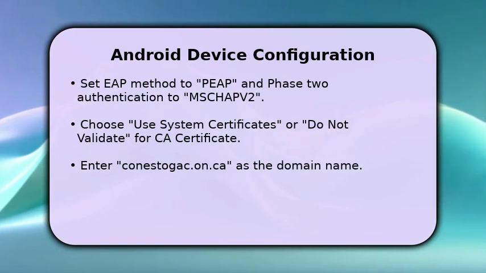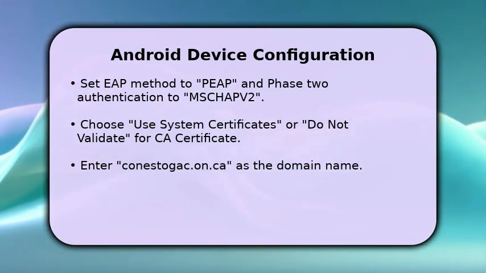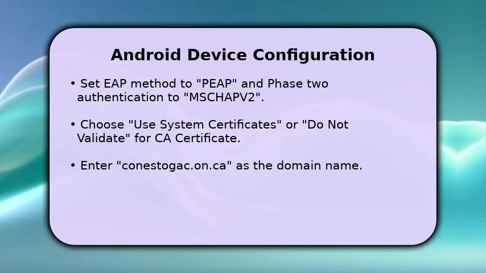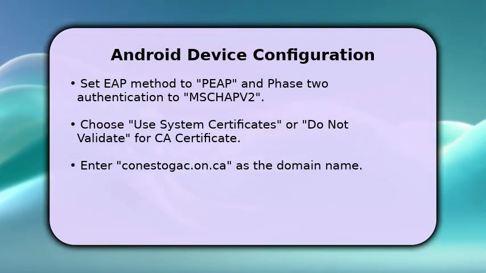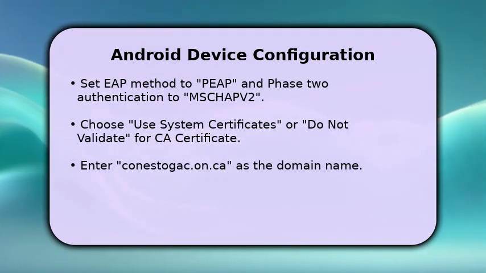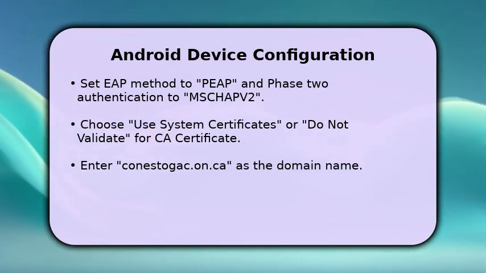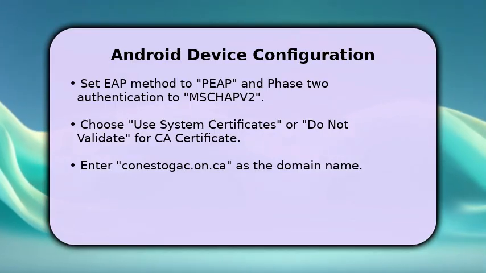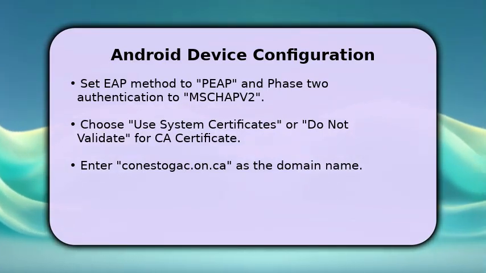For Android users, there are a few extra steps to ensure a smooth connection. In the advanced Wi-Fi settings, set the EAP method to PEAP and Phase 2 authentication to MSCHAPv2. For the CA certificate, select Use System Certificates or Do Not Validate. Finally, enter Conestoga on CA as the domain. These settings are vital for a successful connection.